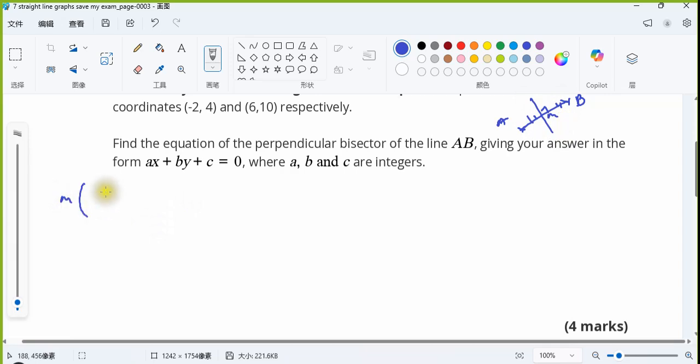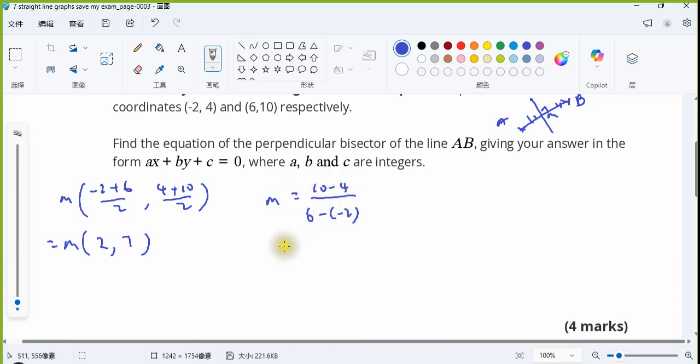So the midpoint will be -2 plus 6 over 2, 4 plus 10 over 2. So the midpoint is 2, 7. And the gradient will be 10 minus 4 over 6 minus -2, then 6 over 8, which is 3 over 4. And we have gradient 1 times gradient 2 equal to -1. So this is gradient 1, and this is gradient 2.